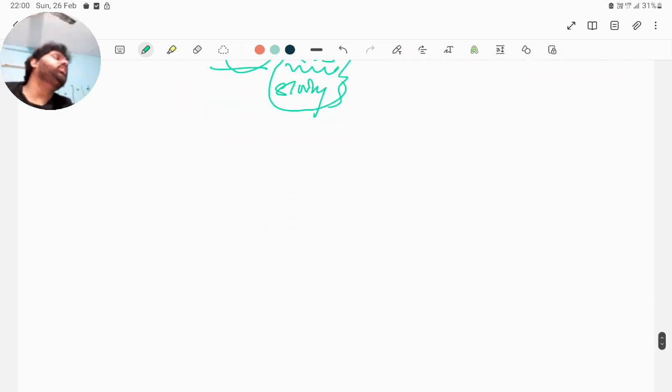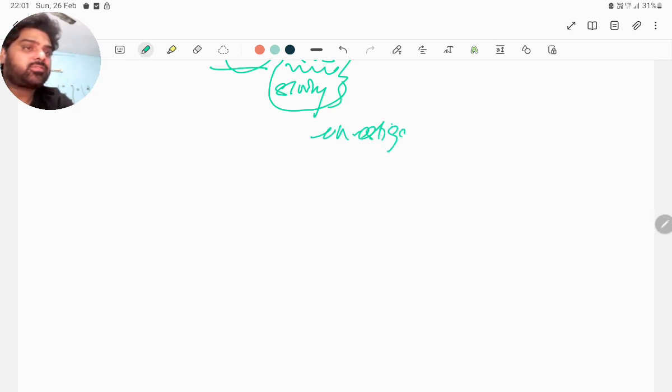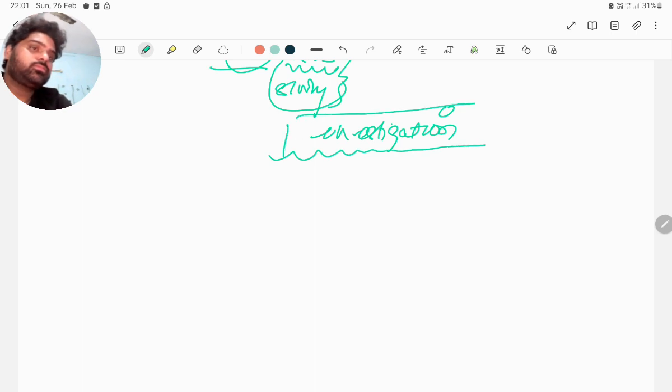Now we'll see some of the investigations that are required in COPD. So the first investigation that we'll see is regarding the eosinophil count.